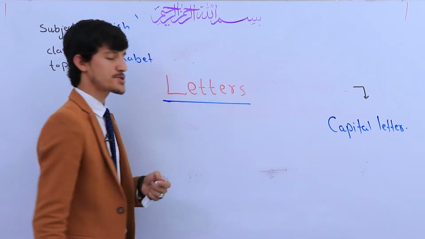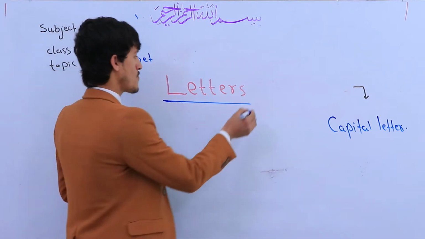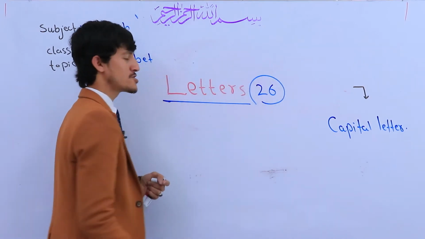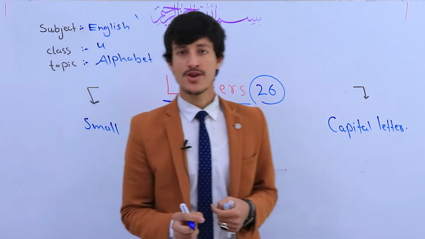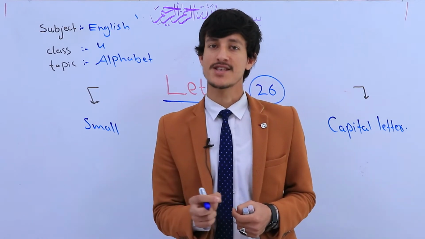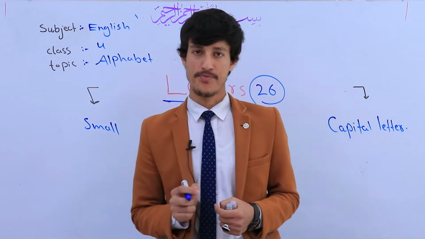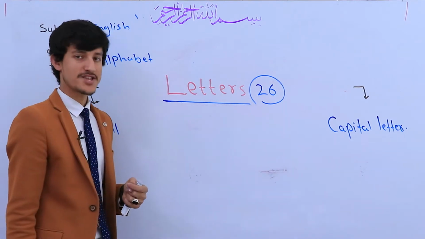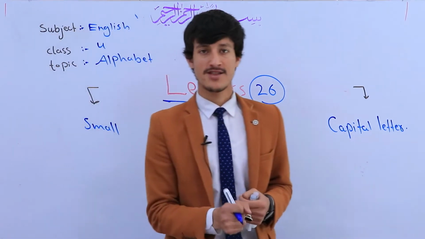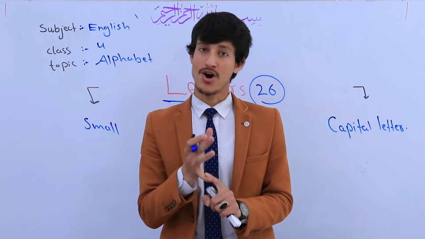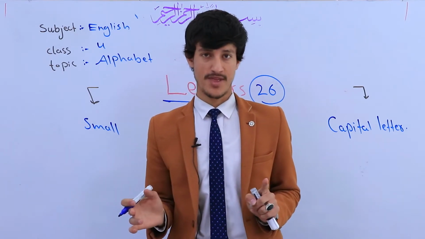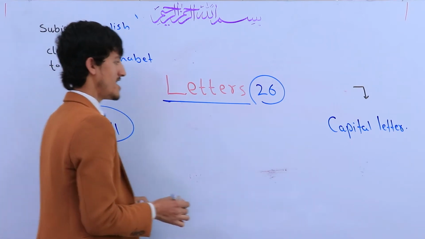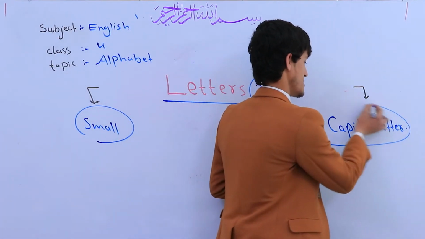How many letters do we have in the English alphabet? We have 26 letters. In these 26 letters, both small and capital are written. We have small letters and we have capital letters.